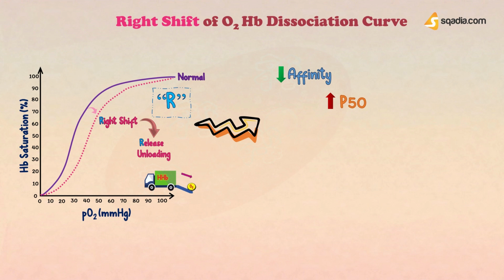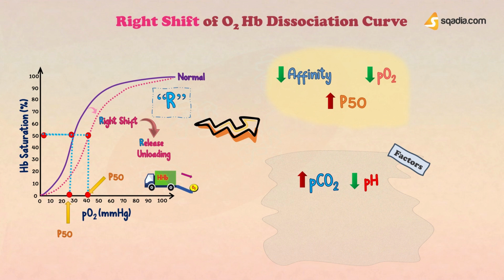That means a higher partial pressure of oxygen is required to maintain 50% saturation. So, you can see from the graph, the normal curve has a P50 of about 25 millimeters of mercury. But if P50 is increased to about 40 millimeters of mercury, the curve is shifted to the right. I mentioned earlier that the unloading occurs when partial pressure of oxygen is low. So, it's obvious that a decrease in partial pressure of oxygen will cause a right shift of the curve.